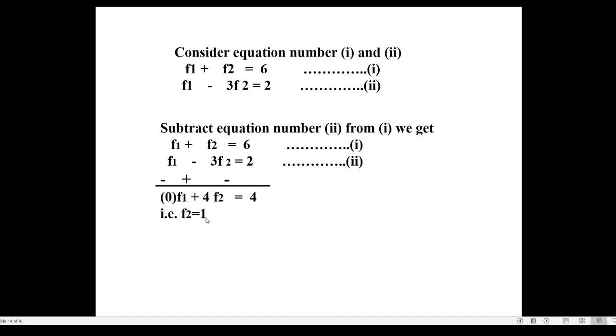Here value of f1 is 1. If we put value of f2 is 1. If we put value of f2 in any one of these equations, we will get value of f1. Put value of f2 in equation, suppose 1. Then if we put value of f2 which is 1 in this equation, here f1 plus 1 is equal to 6. Therefore f1 is equal to 6 minus 1. 6 minus 1 is 5. Therefore value of f1 is 5.